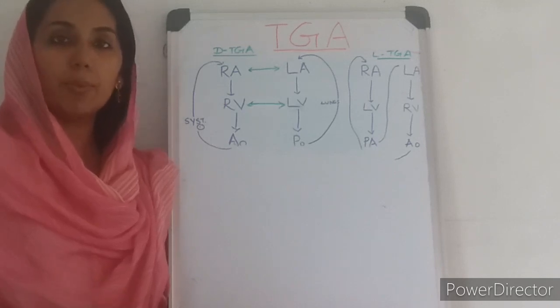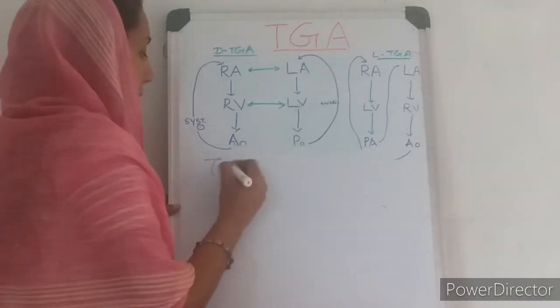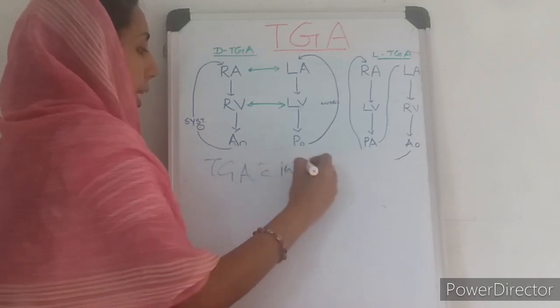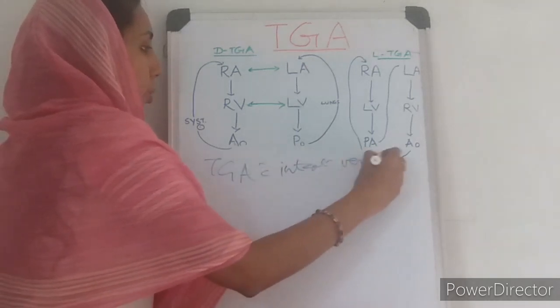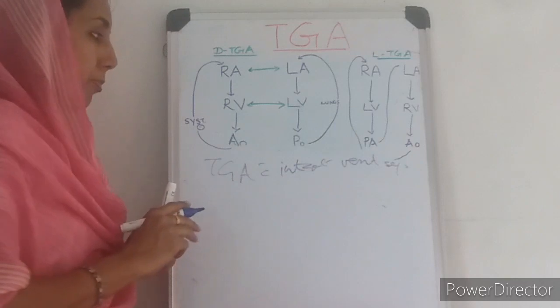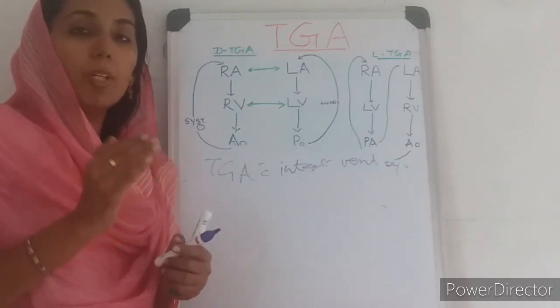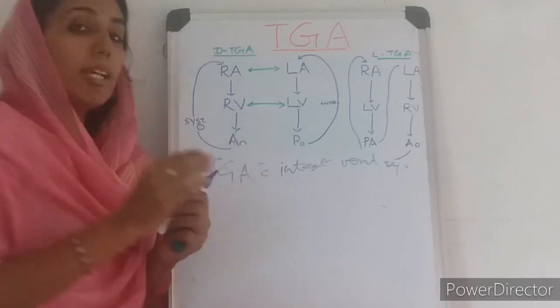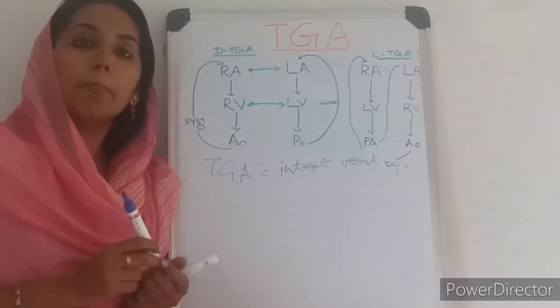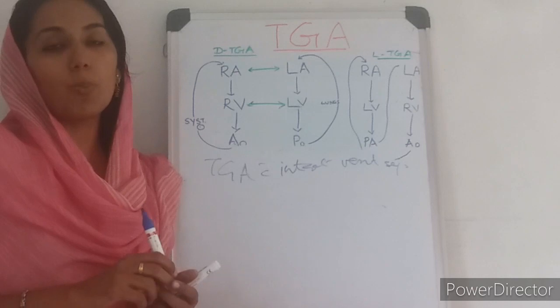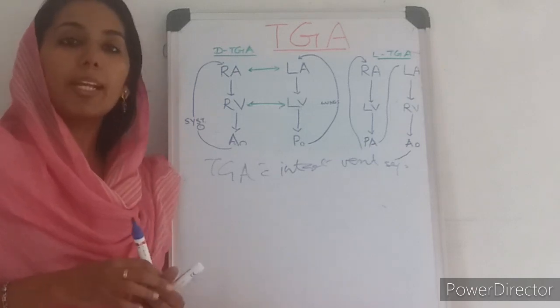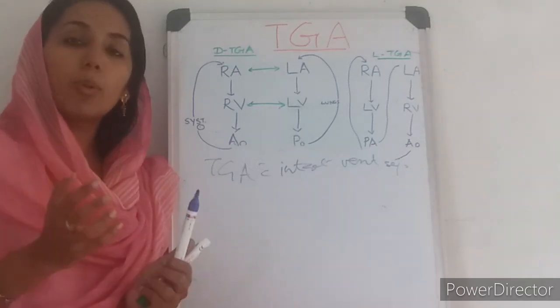What is the palliative surgery which we do in a case of TGA with intact ventricular septum? So we are discussing the treatment of TGA with intact ventricular septum. The palliative surgery we can do is called Rashkind's balloon atrial septostomy, where you create a septostomy. How does it help?